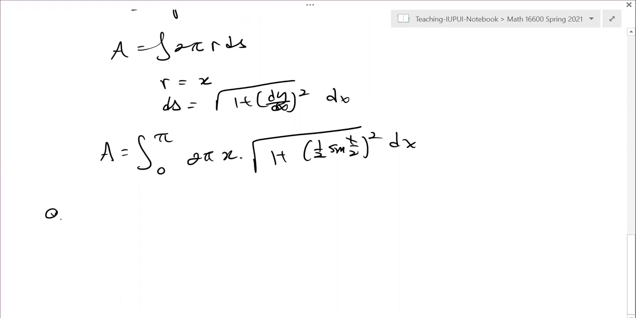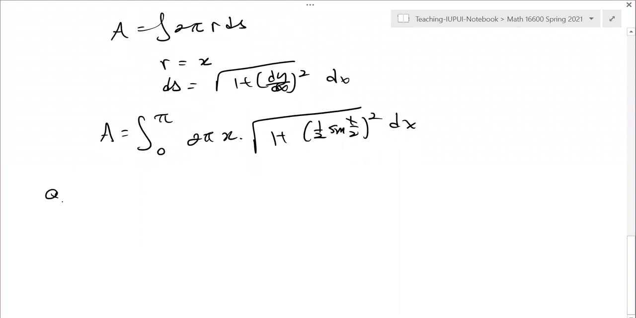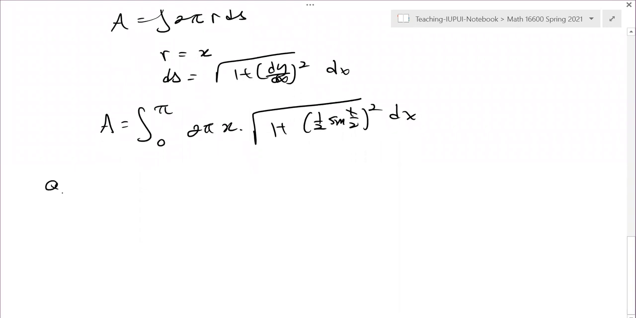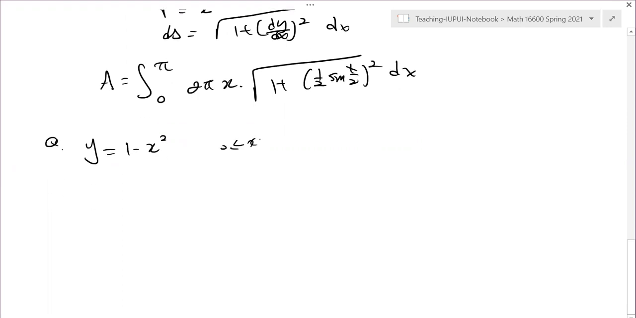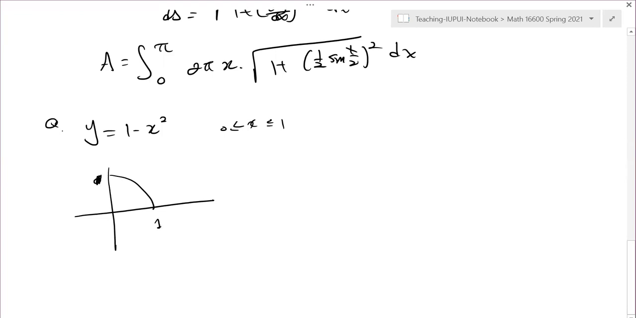Okay. So now let's take a look at another example. This is a similar problem. Okay, so the curve is going to be y equals 1 minus x squared, where x is between 0 and 1. So it's very similar to the cosine curve, right? Here the difference is it's also 1 here. Okay, so this rotation is about the x-axis.